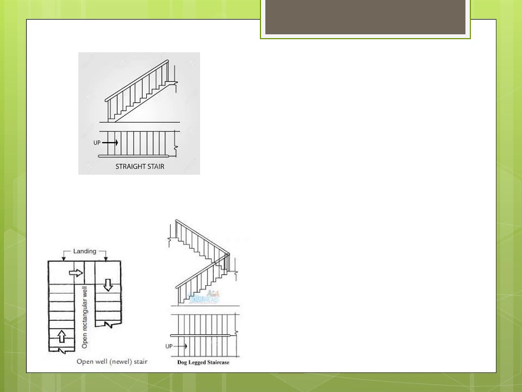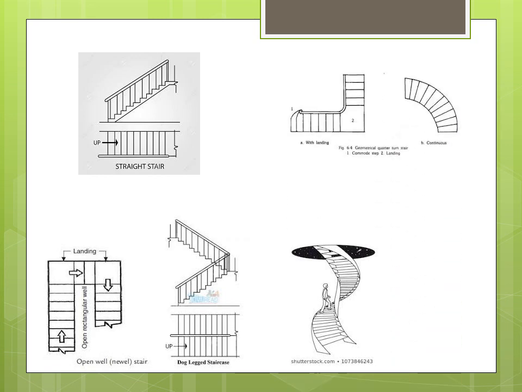This is open well, similar to the dog-legged, with a gap of 0.15 to 1 meters. This is turning stairs. Where availability of space is less, stairs may turn. This is geometrical half turn stairs, similar to open well stair, except that the well formed between the two adjacent flights is curved, as you can see in the figure. This is spiral stair. Spiral stairs or helical stairs are commonly used as emergency exits.